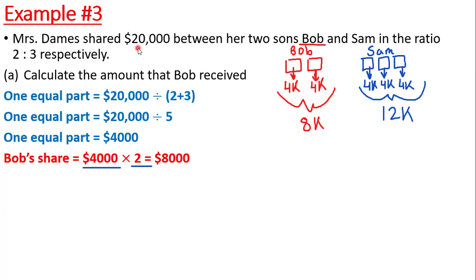So that's basically how it's shared. You understand that, Joel? Each equal part is 4,000, and Bob gets 2, and Sam gets 3. So that means Bob got 8,000 because he got 2 equal parts, and Sam got 3 equal parts, which is 12,000. Does that make sense to you, Joel? At least a little.